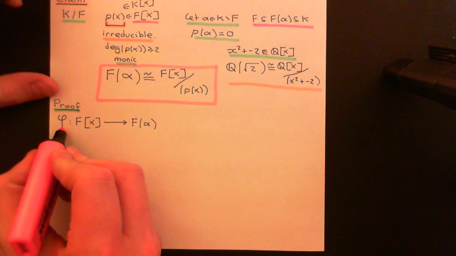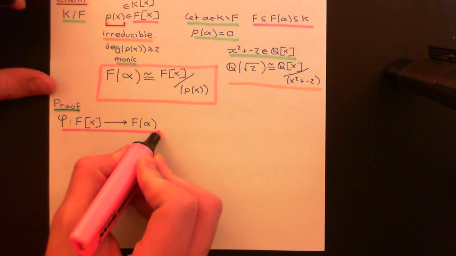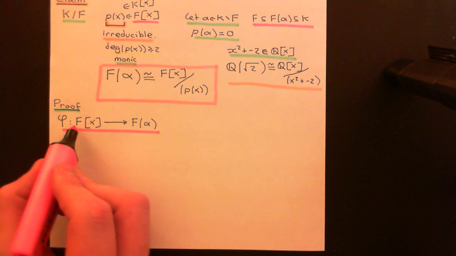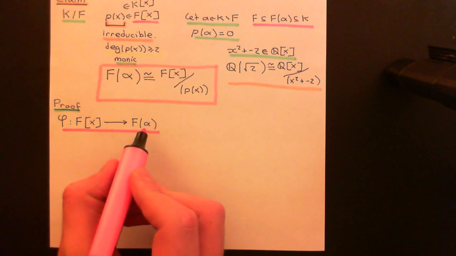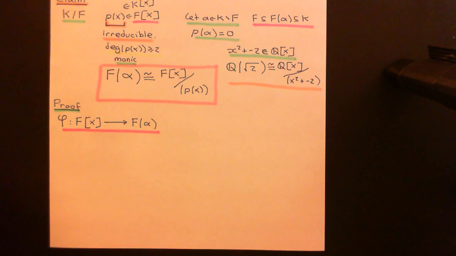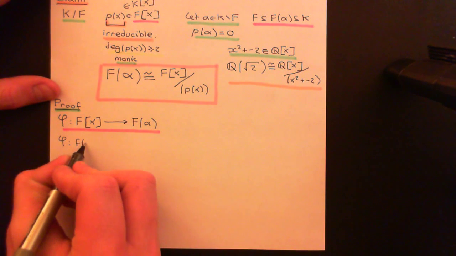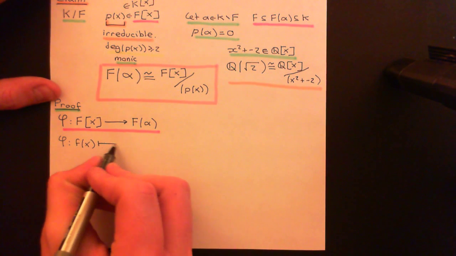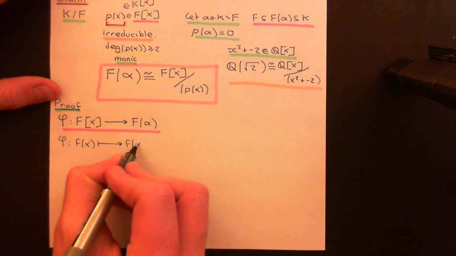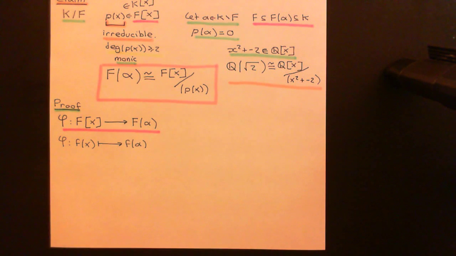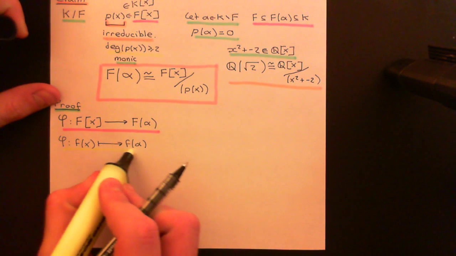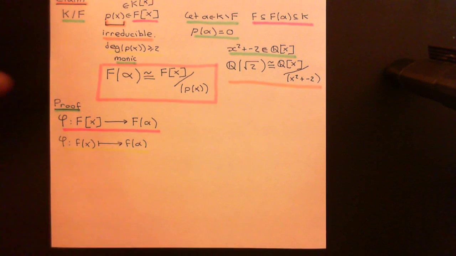Okay, and how is this going to work? Well, it's going to be the evaluation homomorphism. It's going to take any polynomial here, and it's just going to map it onto what it is when you've evaluated it at alpha. So it's going to take any polynomial, and I'll denote any polynomial by little f of x, and it's going to map it onto f evaluated at alpha. Now, just to convince you that that is a ring homomorphism, because you might not be totally convinced yet, because it doesn't look like your normal example of an evaluation homomorphism.